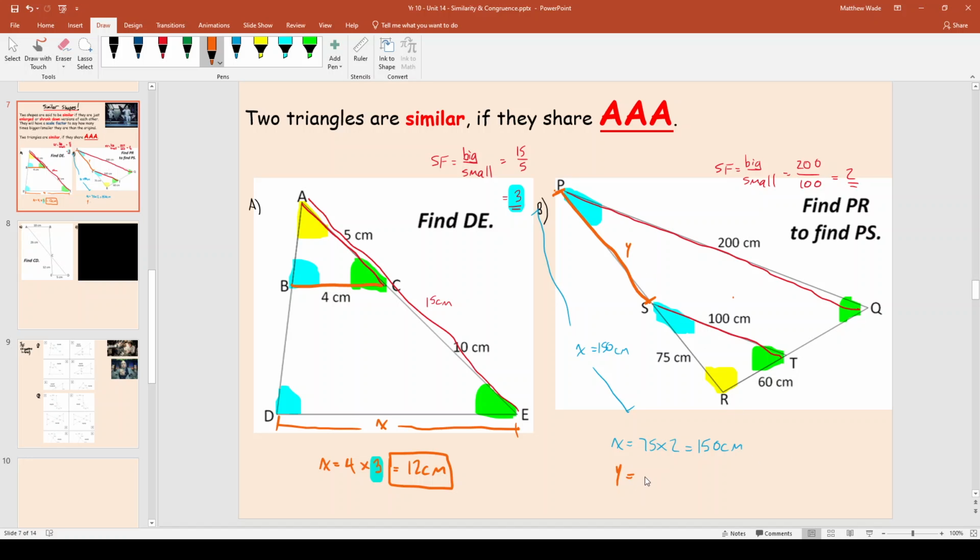So Y is just going to be, well, it's the 150 take the 75, which is 75 centimeters. Bish, bash, similarity, boss, my lovelies. Absolutely crushing this unit. Hopefully you feel absolutely sick.